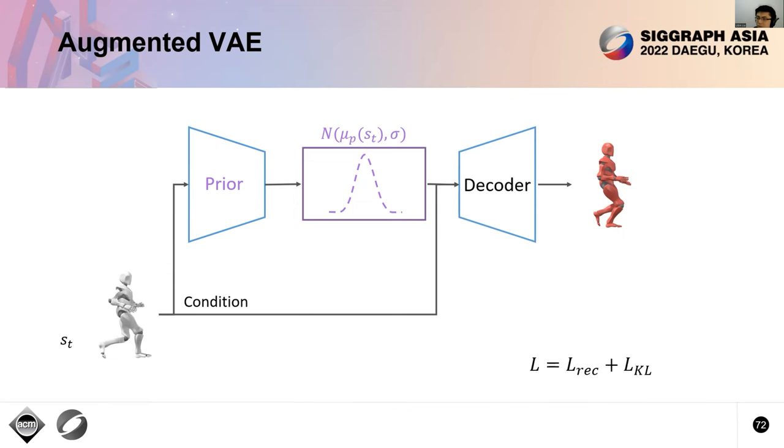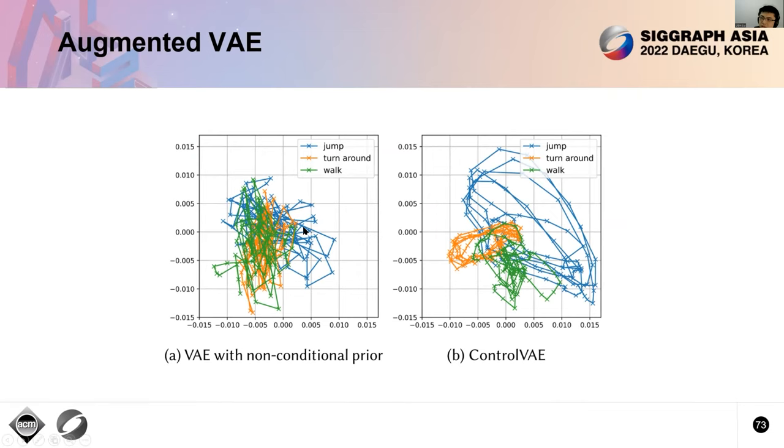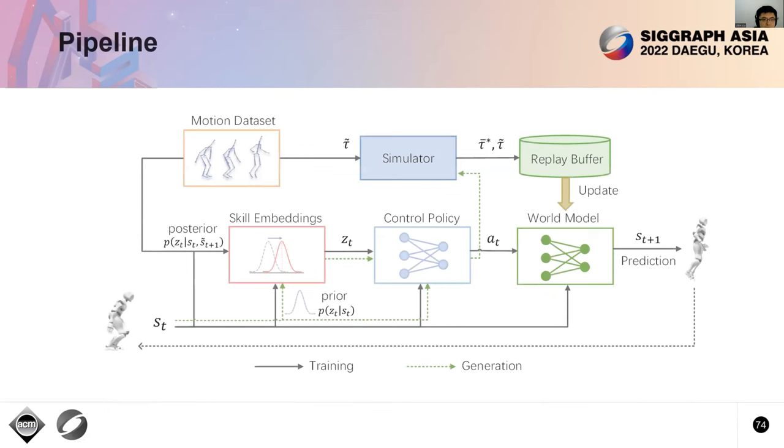Here are two examples. The first one is learned using the original VAE, the standard normal distribution, and the curves here are the latent code of a single motion in this latent space. We can see it's quite messy. But if we use that state-conditioned prior, each of the motions looks more consistent, and that also leads to a smoother motion.